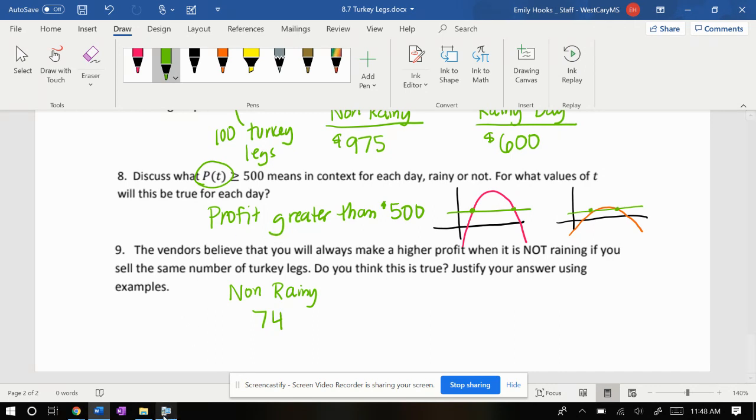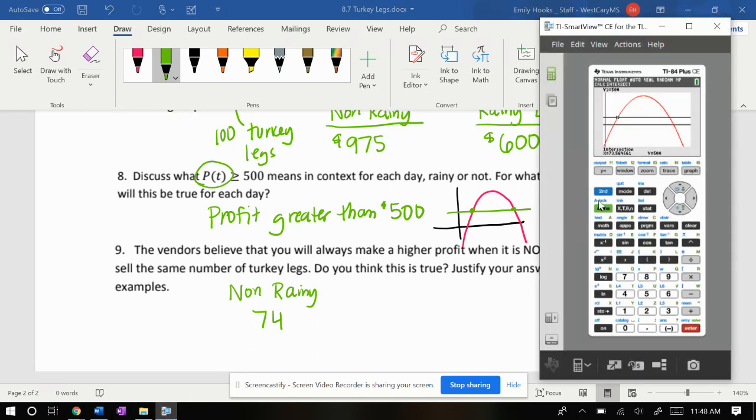But then there's also the other direction. So second, trace 5, and then we need to move the cursor all the way to the other section. Oh, and I found that if I just hold my mouse down, it goes much faster than me having to press the button over and over again. 376.4 gives us about 500, so 376.